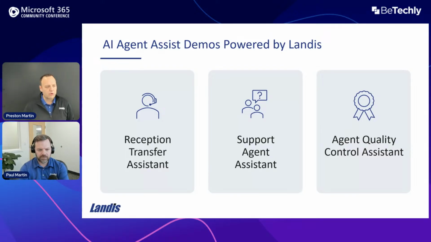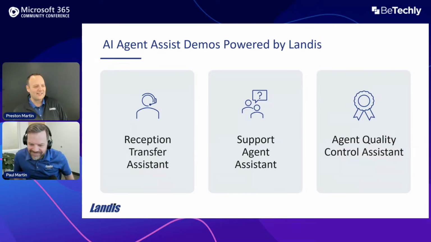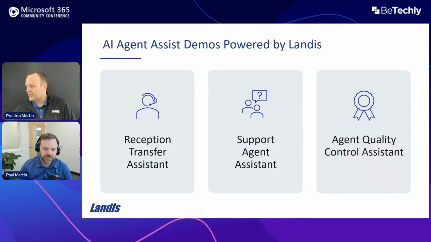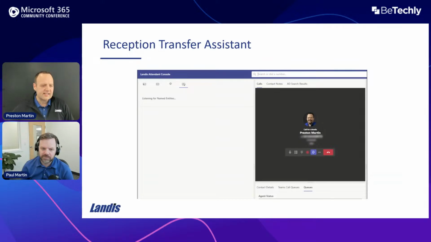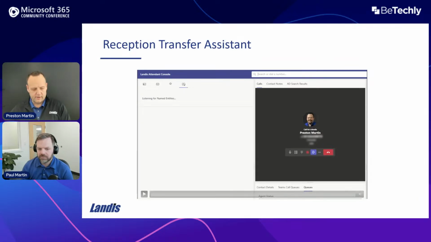So we're going to demo 3 different scenarios, 3 different agents. I don't like that we call everything agents, the AI and the human. We should come up with other names, but we have agent assistant in 3 different ways here. And the reception or transfer assistant is going to be the first one. Now, think about this role. This is a user that is answering and transferring calls, a very busy operator that's taking a lot of calls. And let's see how an AI tool may assist them with their job.